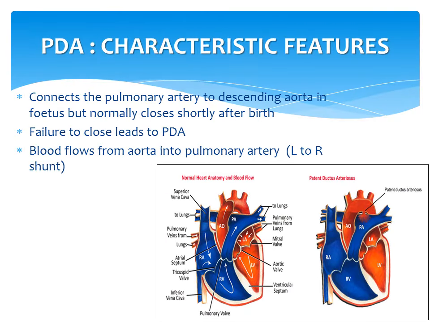Now let's talk about patent ductus arteriosus. Ductus arteriosus connects the pulmonary artery to the descending aorta in the fetus but normally closes shortly after birth. Failure to close after birth leads to patent ductus arteriosus. In this condition, the blood flows from the aorta into the pulmonary artery, so there is a left to right shunt.